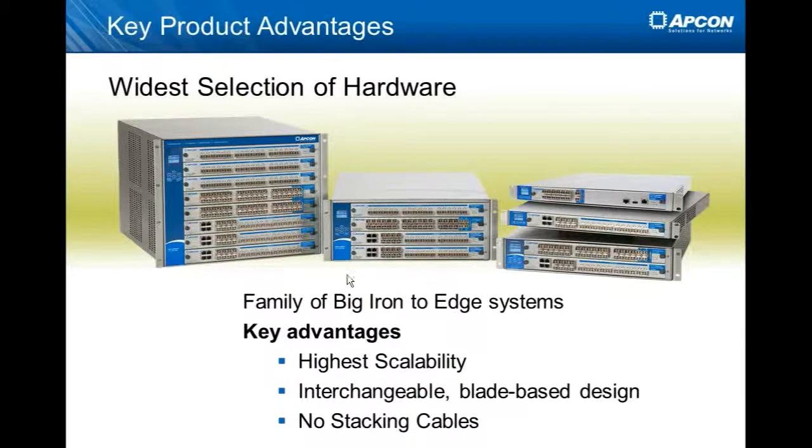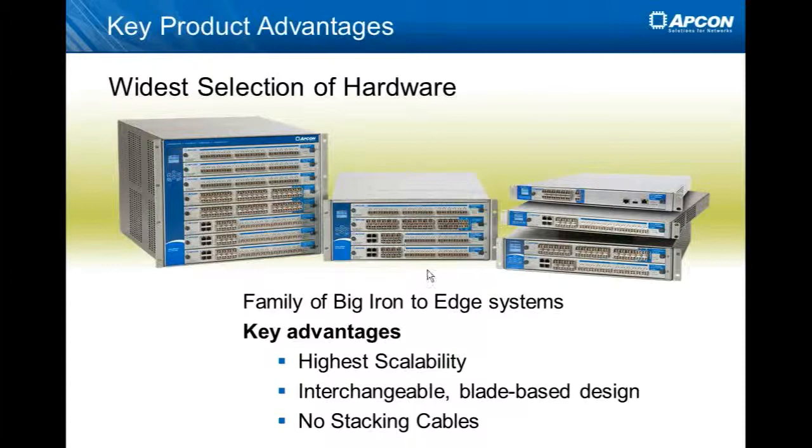Once again, a picture of our product family. The advantage to using our blade-based or chassis-based architecture is that it allows you to get a lot of density in a small amount of rack space. Here's our 8-slot chassis, 8 RU of vertical space, and you can fit 288 ports within that space.